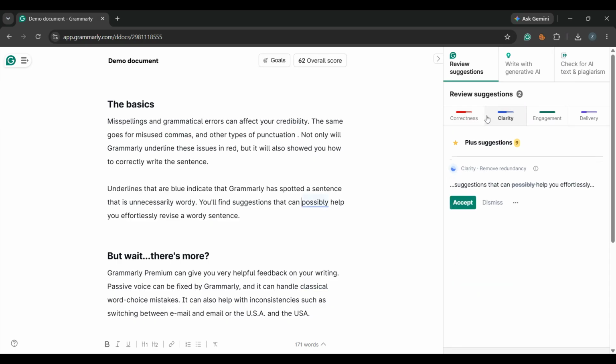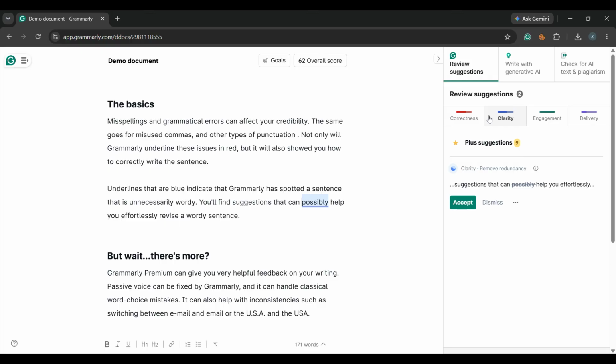Next are the blue underlines. Blue is all about clarity. These suggestions are not usually about a hard rule being broken. Instead, Grammarly is trying to make your writing easier to read and understand. It may flag sentences that are too wordy, passive voice that feels unclear, or phrasing that makes your meaning harder to follow. Blue underlines are especially useful when you want your writing to sound smoother, cleaner, and more direct. So if Grammarly highlights something in blue, ask yourself, can I say this in a simpler or clearer way?